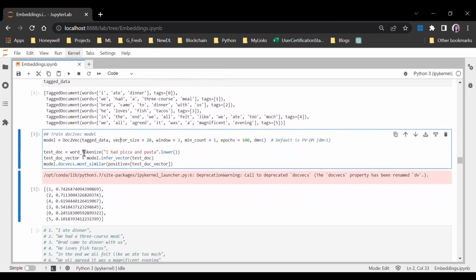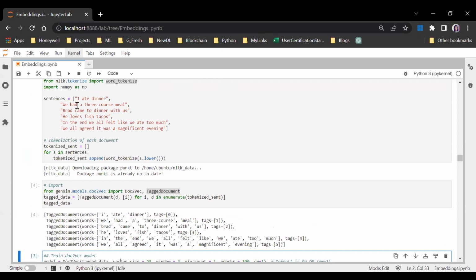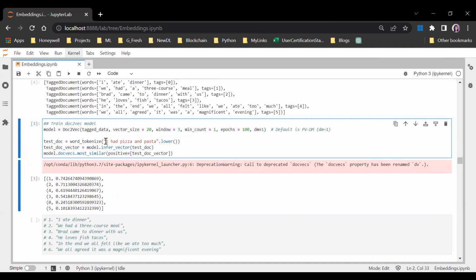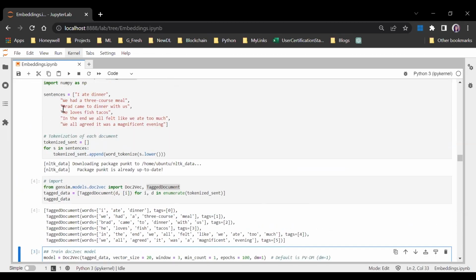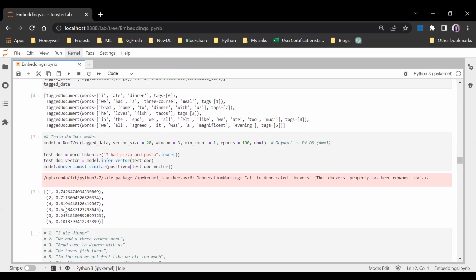Let's say I have a sentence, "I had pizza and pasta", and I want to generate the vector for this particular sentence and identify which sentence from my entire sentence corpus is most similar to my query sentence. So I'll do the tokenization on this sentence, pass it to infer_vector, and then get the most similar ones from the model. The model has already been trained on the sentences present in our corpus, so we can just directly get the similarity score.